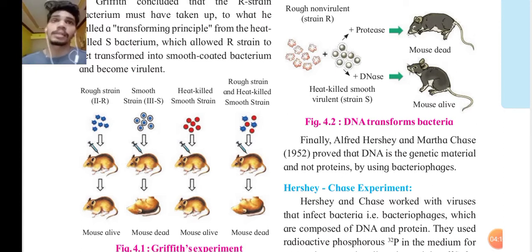You can see here, he gave the rough strain to the mouse, the mouse was alive. But when he gave the smooth strain, the mouse was dead. He gave the heat-killed smooth strain, the mouse was alive. But whenever he gave the combination of the blue and red, that means the rough strain along with the heat-killed smooth strain, the mouse was dead. So what is the indication over here? Whenever there is a rough strain and a heat-killed strain, the mouse is alive.